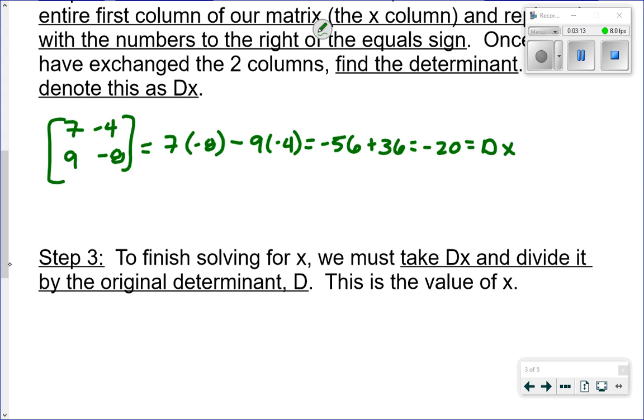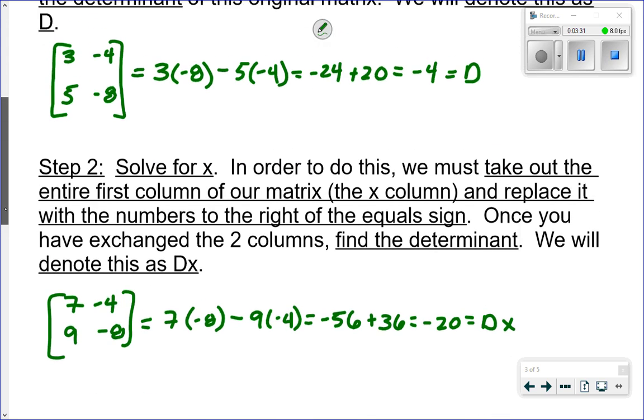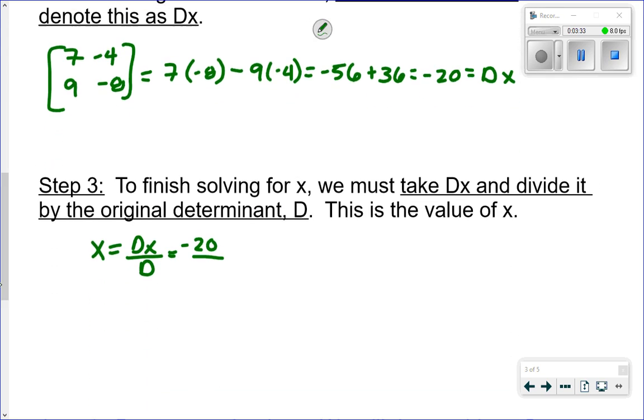Okay, step 3 says to finish solving for x, we must take dx and divide it by the original determinant d. This is the value of x, so x equals dx over d. And we actually have numeric values for that. So dx is -20. And if we scroll up here, my original determinant was -4. -20 divided by -4 is 5. So x equals 5 in this problem.